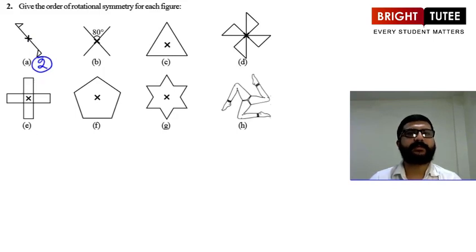Now let's move to the B part of the question. Here we are given one figure and one of the angles is marked here, it is 80 degrees. Now by which angle should we rotate this figure to get exactly the same figure? So we have to rotate by 180 degrees again. Therefore the order for this one will also be 2.